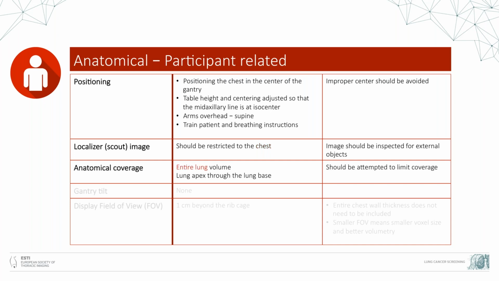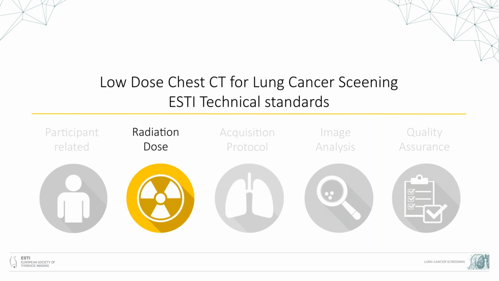The entire lung volume should be fully scanned from lung apex to the lung base, but no more than the lungs, in contrast to the studies that we do for thoracic oncology, where we have the adrenal glands included. This is not the case in lung cancer screening. It is evident that there's no need to tilt the gantry, and the display field of view is 1 centimeter beyond the rib cage. It is not really necessary to include the entire chest wall, and if you have a smaller field of view, it means that you have smaller voxel size and your volumetry will be better. So this was the first topic.